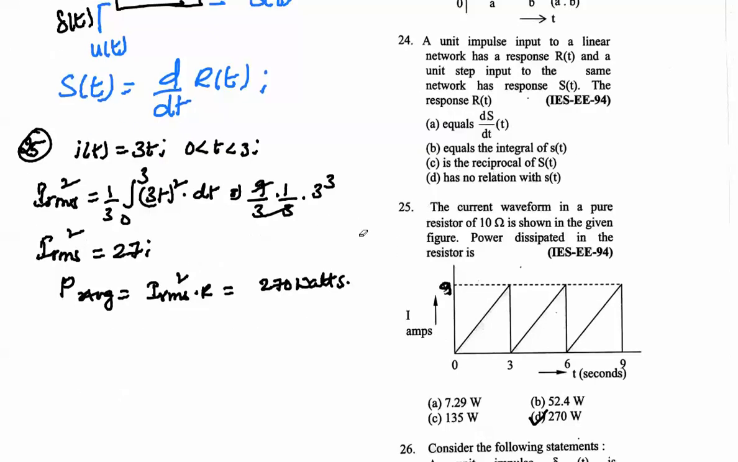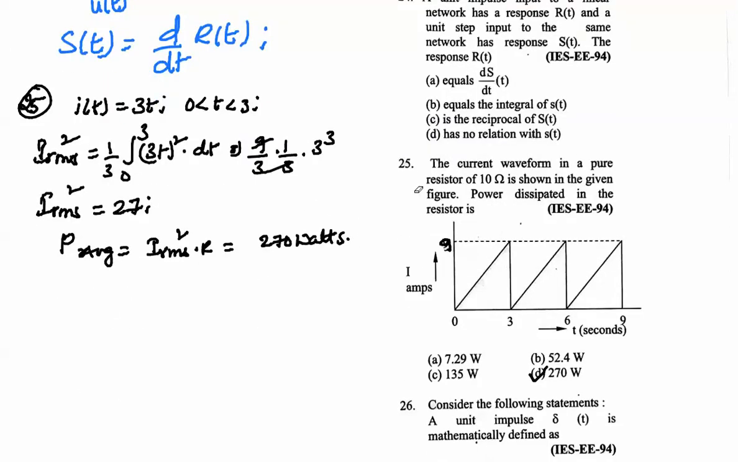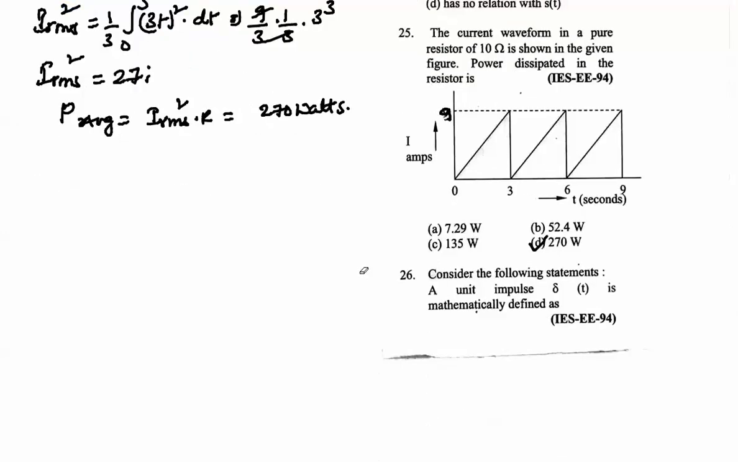Next, 25th problem. The current waveform in the pure resistor of 10 ohms is shown in the figure. Power dissipated in the resistor is going to be, so here 9 is the magnitude. From this I of t is nothing but 3t, in the interval 0 less than t less than 3. I RMS square is equal to 1 by time period, that is 1 by 3, integrating from 0 to 3 of 3t square dt. From this we will get 27. Power dissipation, the average power, is equal to I RMS square into R, which is 270 watts.